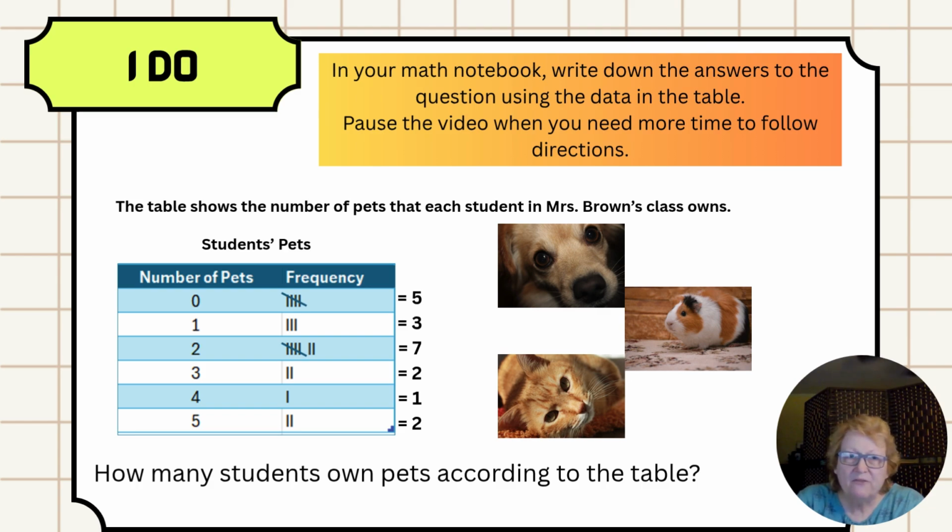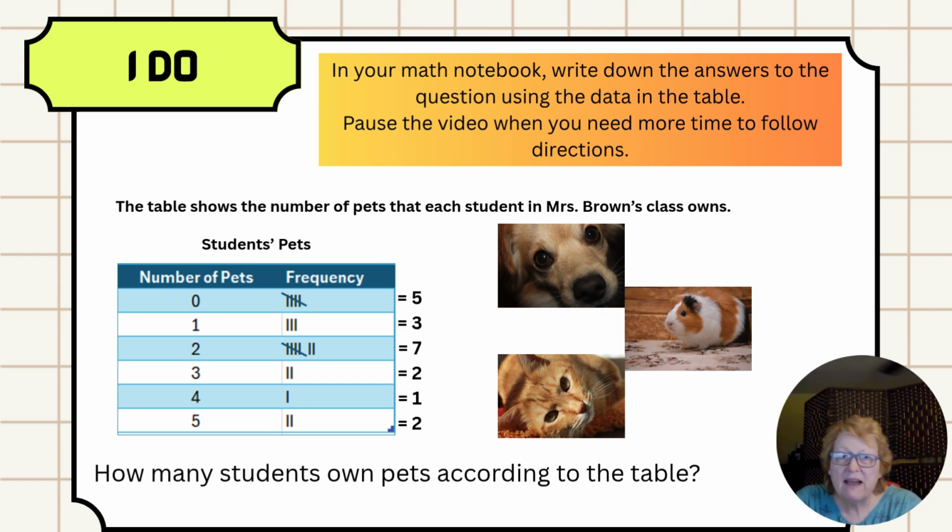So let's take a look at the frequency table. According to the table, the number of students that do not have any pets, 0 pets, is 5, because each one of the tally marks represents a vote. Look at how many students have 1 pet. Well, there are 3 tally marks, so that is what we're going to mark down. How many students have 2 pets? Well, according to the tally marks, there are 7.